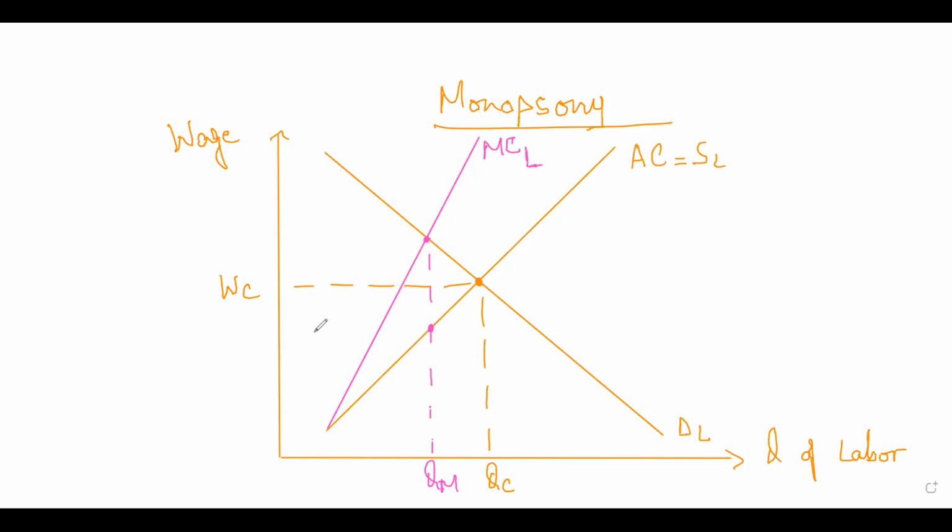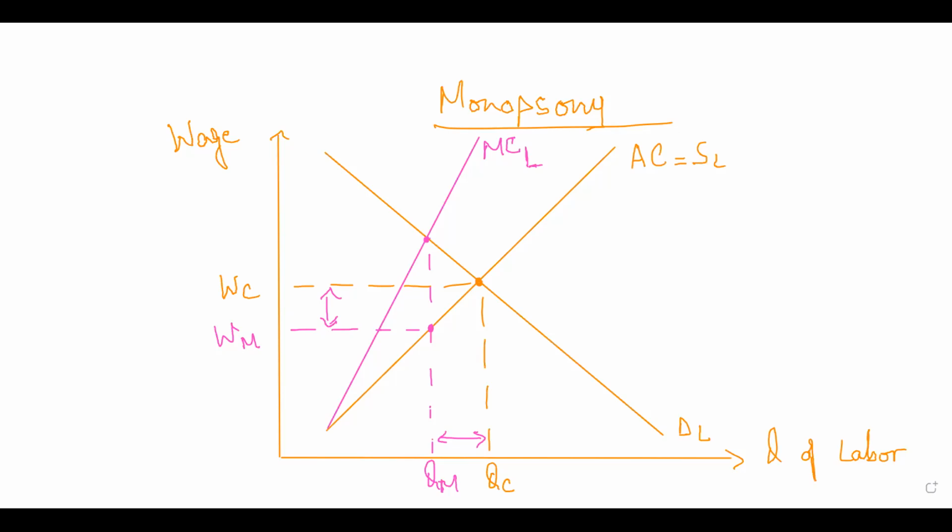Instead, in monopsony, they pay them according to the average cost or supply of labor, and that is a lower wage compared to what is being paid in a competitive market. So long story short, in monopsony, both the quantity of labor hired and the wages paid to workers would be less compared to a competitive market.